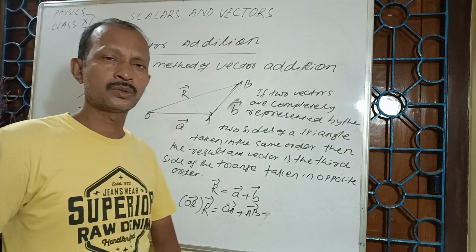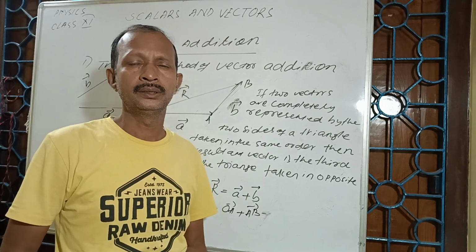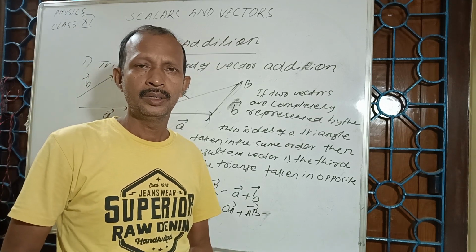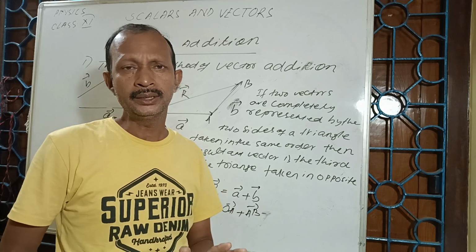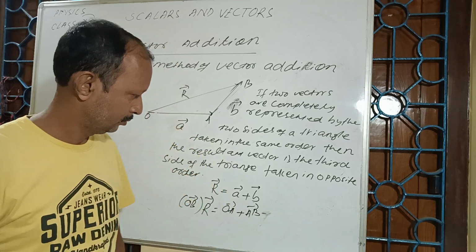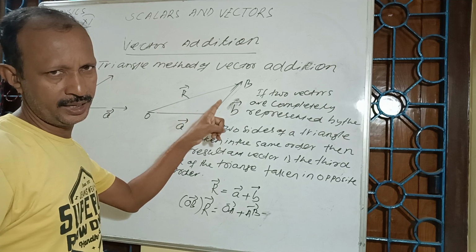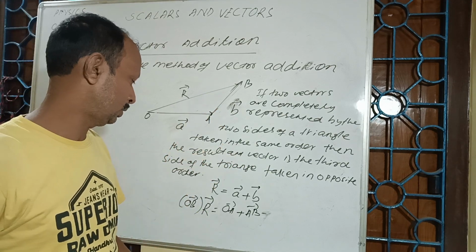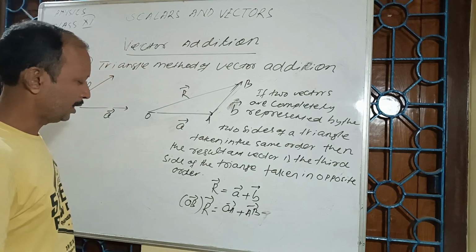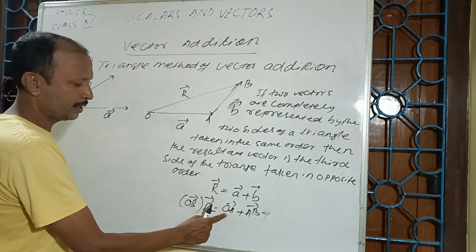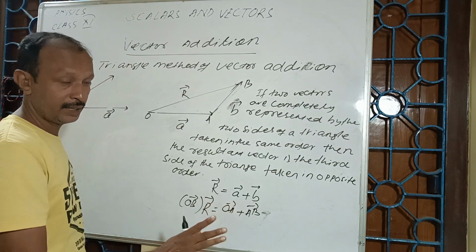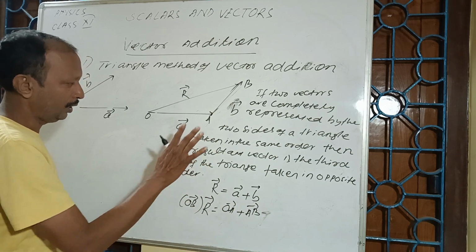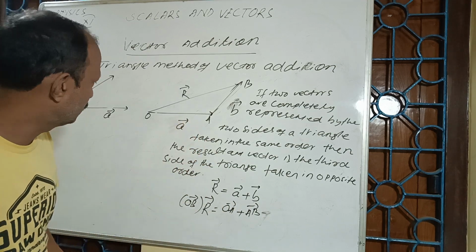So now let us move to calculate the magnitude and direction, the magnitude of the resultant vector and also its direction. See here children, this is vector OA, this is vector AB. How will we calculate? Now I am going to explain.